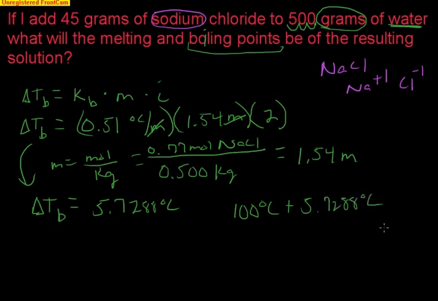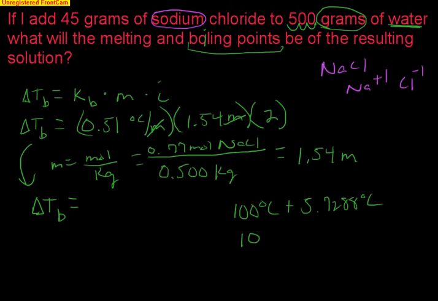5.7288 degrees Celsius. So my final answer is going to be 100 and, oh, let's see here. Hang on. I think I may have made a mistake. Okay, yes indeed, I have made a mistake. And here's my mistake. So going back, if I take 0.51 times 1.54 times 2, I do not get 5.7288. So let's grab a different color here. Let's get rid of this because that's not correct.